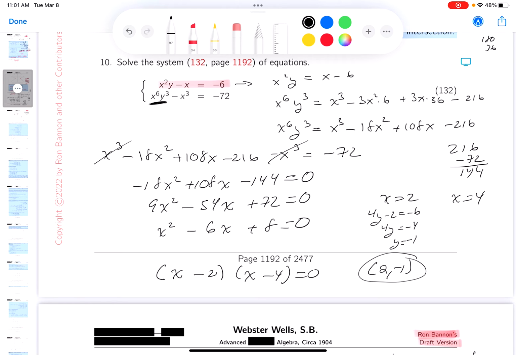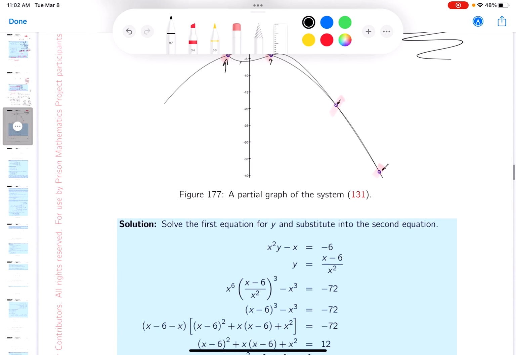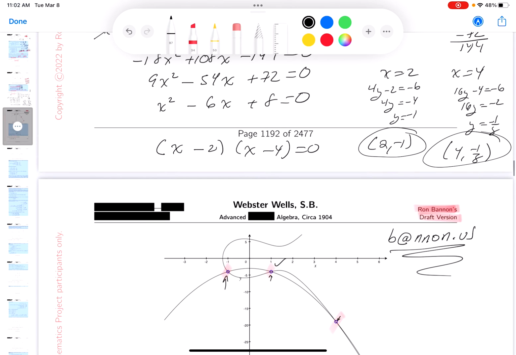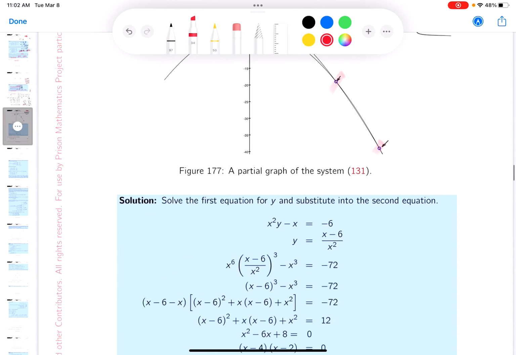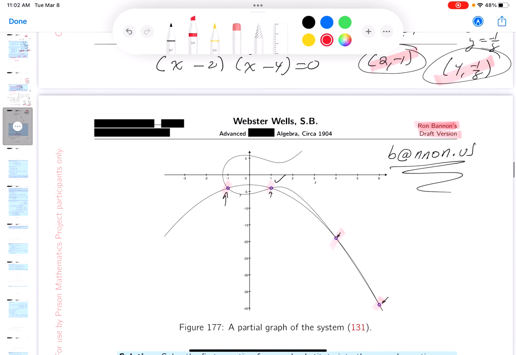Let's do the 4. What do you get there? 16y minus 4 equals minus 6. 16y is minus 2. y would be minus 1/8. So (4, -1/8). Mistakes happen, and this is why we provide a key for you. Again, I did it a little differently than this. So what did you get? (2, -1). And make sure I got that written down for you. That's right here. And (4, -1/8). Again, slightly different.